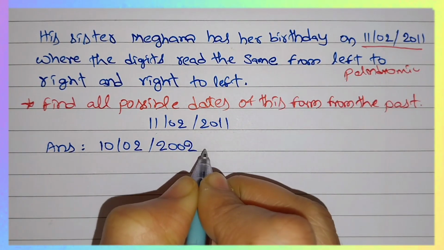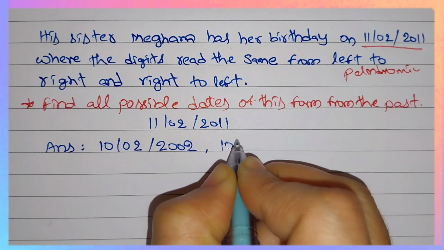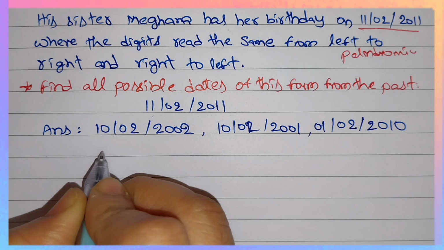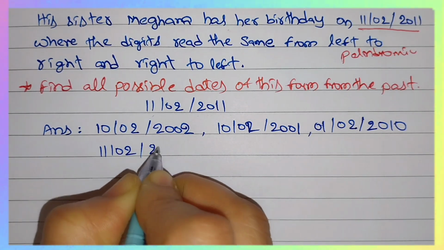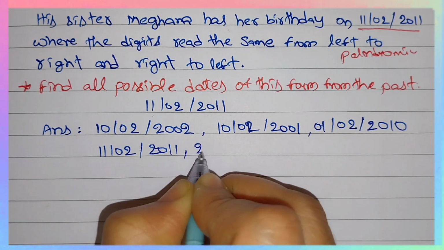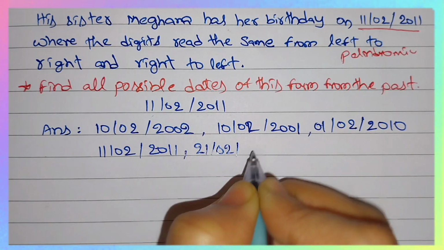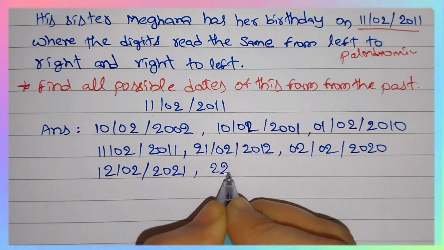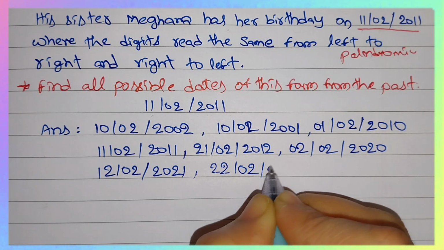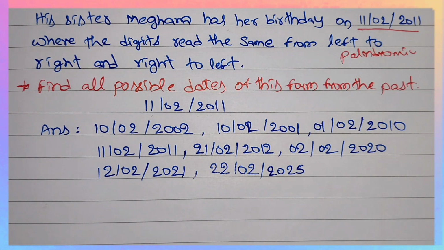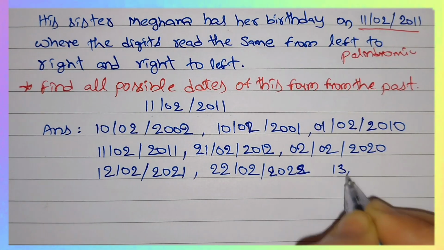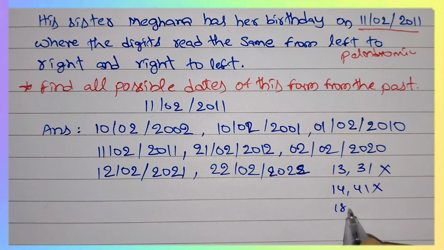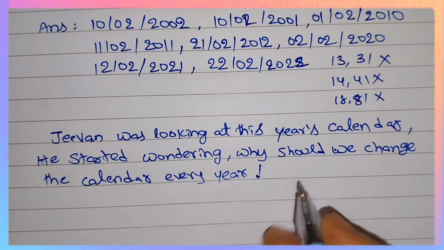Next, they ask to find all possible dates of this form from the past. Some correct examples from the past are 10/02/2001, 01/02/2010, 11/02/2011, 20/02/2012, 02/02/2020, 12/02/2021, 22/02/2022. Dates like 13/31 or 20/31 will not come because the 31st month does not exist.